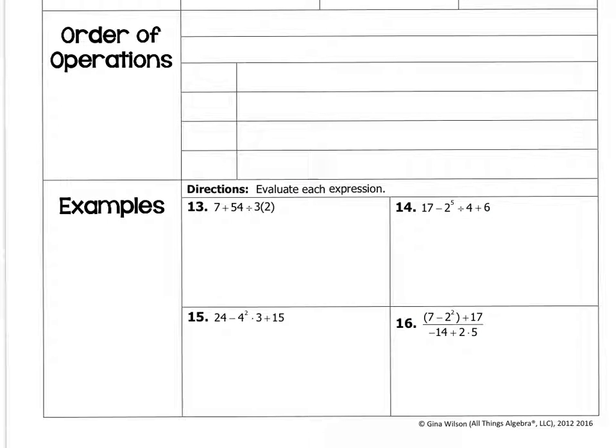Now, next, order of operations. By now you should be pretty familiar with it, right? So we use order of operations first on integers, and the reason we do that is to simplify an expression by using a specific order. So we simplify an expression.